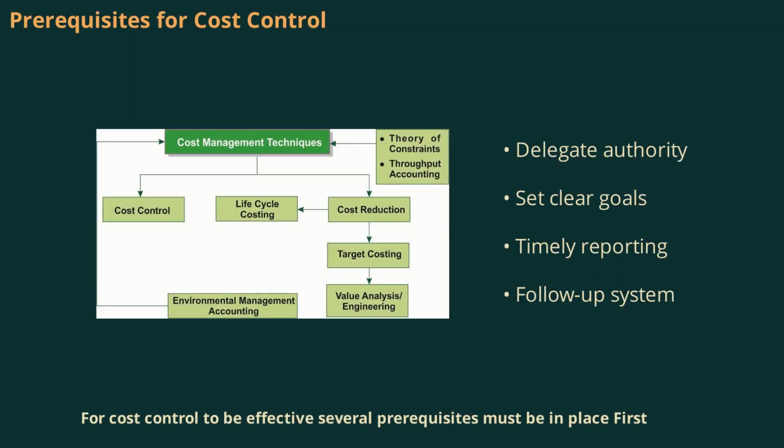For cost control to be effective, several prerequisites must be in place. First, there must be clear delegation of authority and assignment of responsibility, ensuring each cost center is managed by someone accountable. Second, an agreed plan with defined objectives and goals is essential. Motivation, whether financial or non-financial, helps drive individuals toward these goals. Timely and efficient reporting allows for quick identification of issues, and recommendations must be followed.